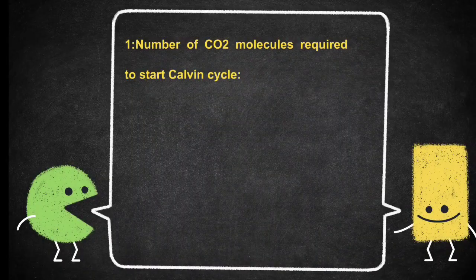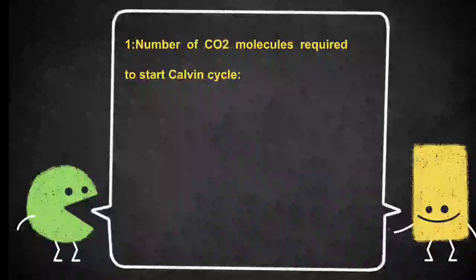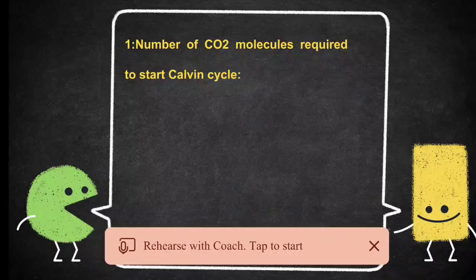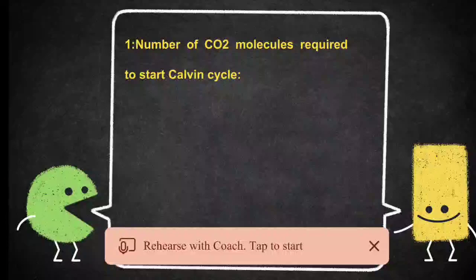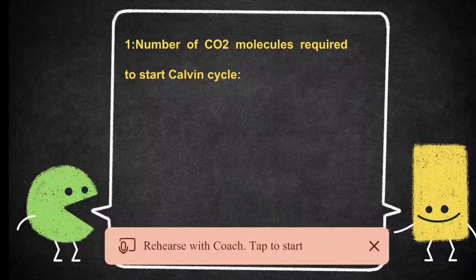So the first question is: the number of carbon dioxide molecules required to start the Calvin cycle. This is a very important MCQ. We saw in the Calvin cycle that we use 3 molecules of carbon dioxide to make a 3 carbon carbohydrate, which was triose. Now, it doesn't mean at all that 3 molecules of carbon dioxide will be required to start the Calvin cycle. We use 3 molecules of carbon dioxide to make a 3 carbon carbohydrate.